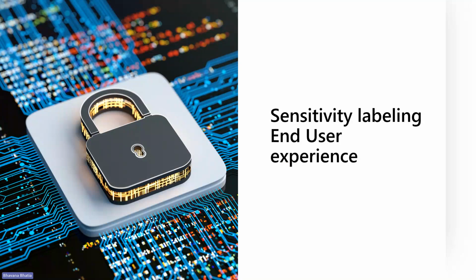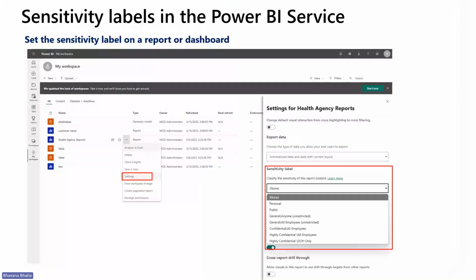All right, so I showed you how the administrators can create the labels. Now let's see how the end user experience looks like when it comes to sensitivity labeling in Power BI. Your users can apply sensitivity labels in Power BI service as well as Power BI desktop. In the Power BI service, sensitivity labels can be applied to semantic models, to reports, to dashboards, as well as to data flows. Here you can see how to apply the sensitivity label in a report.